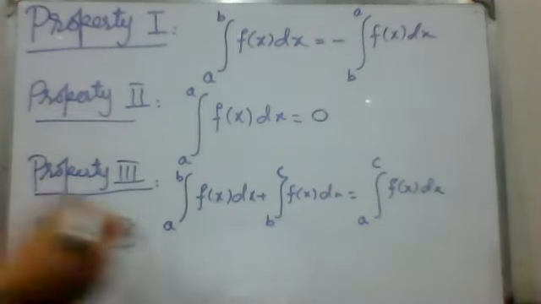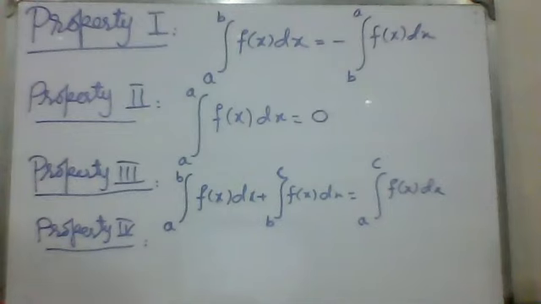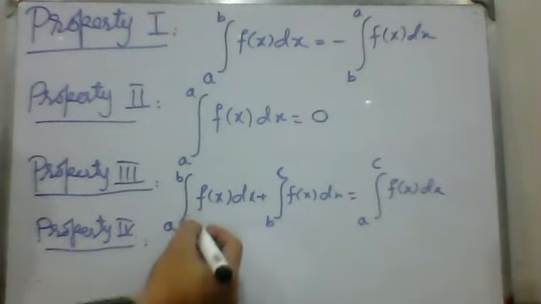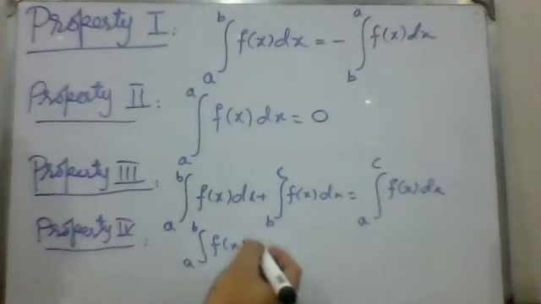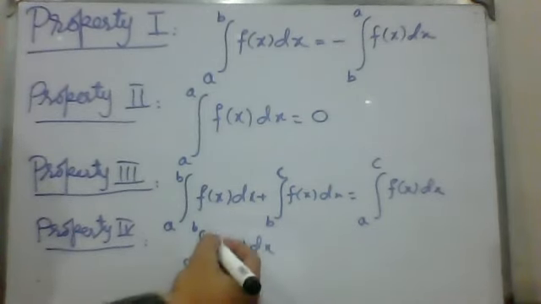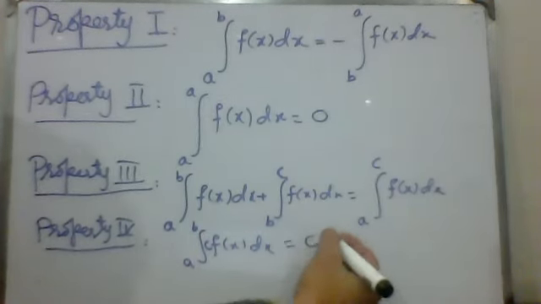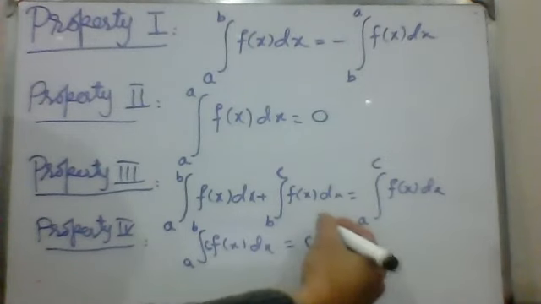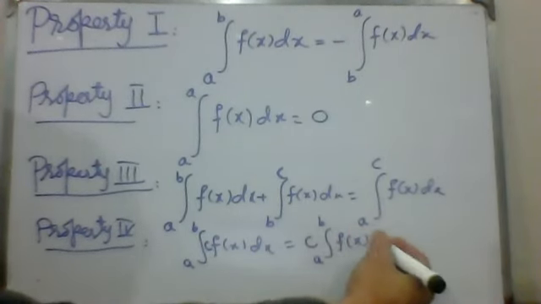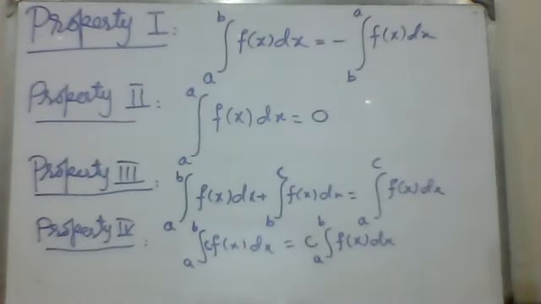In property number 4, we already solved a problem: a scalar multiple. Here c is any constant multiplied with a function; we shift that constant outside of the integral and the integral is applied on the simple function. So that is the fourth property we can say. The next one is the fifth property, the summation property.